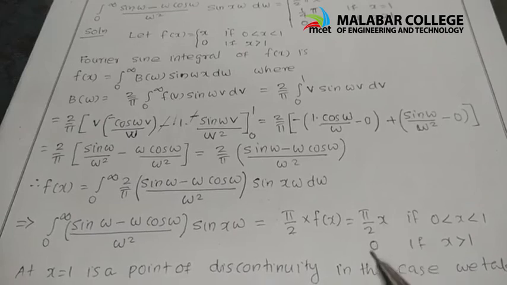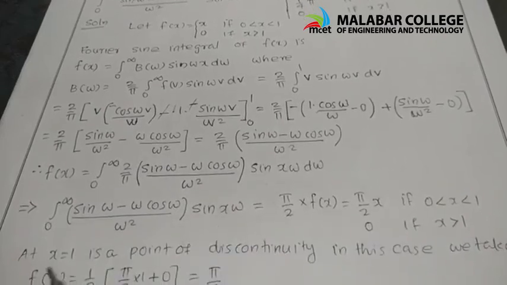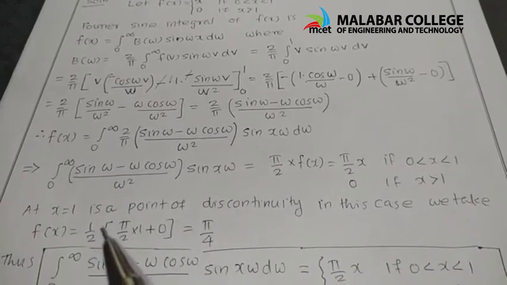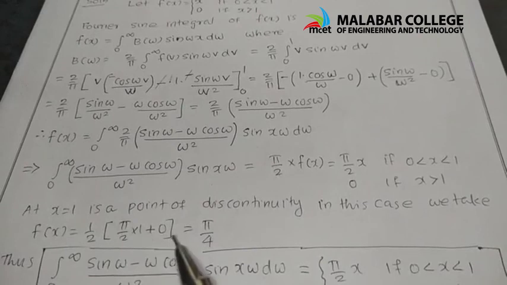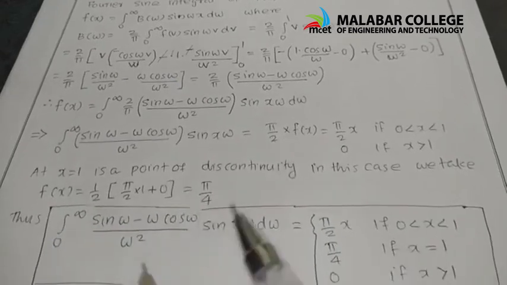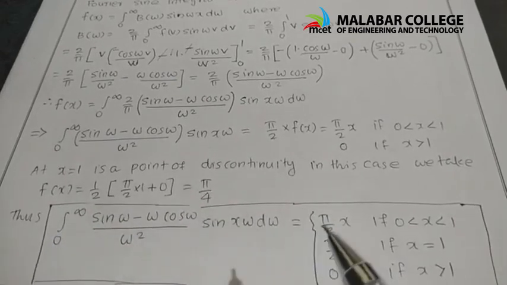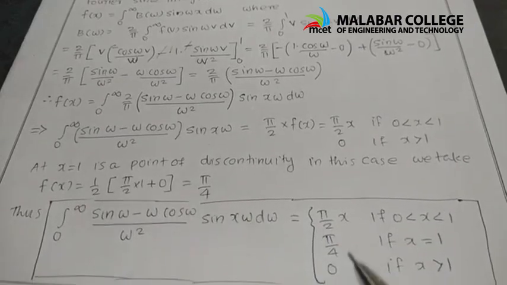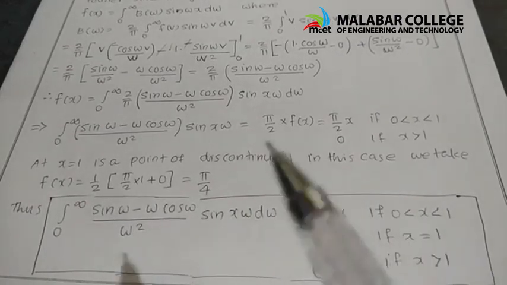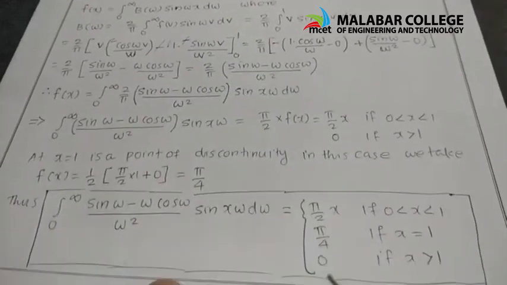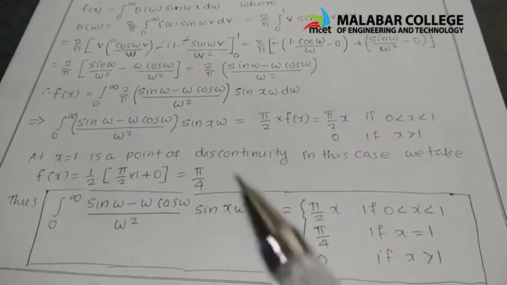So this is pi by 2 and this is 0, which means at x equal to 1 there is a point of discontinuity. In this case we take the average, pi by 2 into 1 plus 0 all divided by 2, or 1 by 2 into this, which means it is equal to pi by 4. So we will get three values. First one pi by 2 x here. Second one is pi by 4, which we have simplified. Third one is already 0 in the question, so this 0 we have to write. So this is what about the next question.